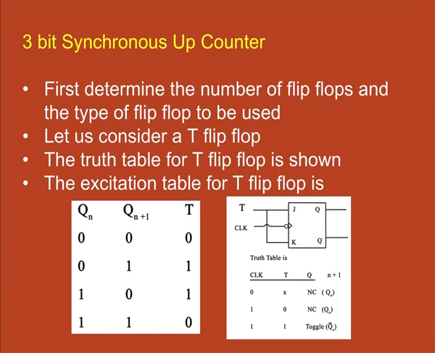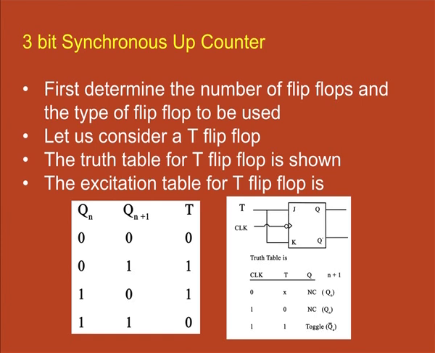So, let us consider a T type flip flop and the corresponding truth table for T type flip flop is shown in this slide. So, here for the truth table we have 3 columns, that is clock, then input T and the next state Q n plus 1. So, when the clock signal is 0, irrespective of whatever the input signal is, the next state will be the non-changed state, that is the present state.